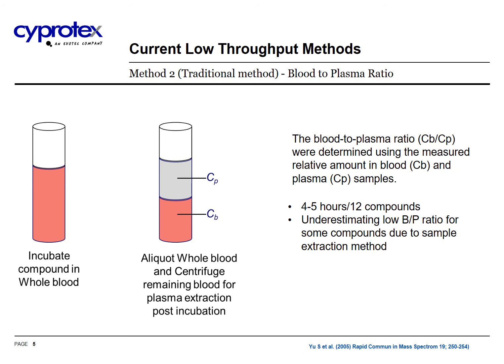It has been observed that using this method, the blood to plasma ratio is underestimated, and this could be due to the sample extraction technique. And using this method, it takes about 4 to 5 hours to estimate blood to plasma ratio for 12 compounds.